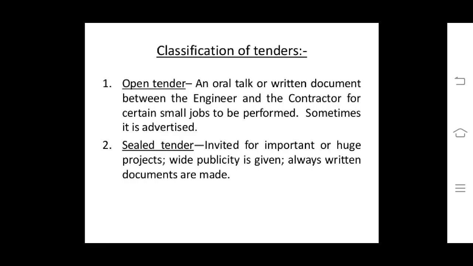Classification of tenders. Tenders are classified as open tender and sealed tender. Open tender is an oral talk or written document between the engineer and contractor for certain small jobs to be performed. Sometimes it is advertised also. Sealed tender is invited for important or huge projects. Wide publicity is given. Always written documents are made for it.